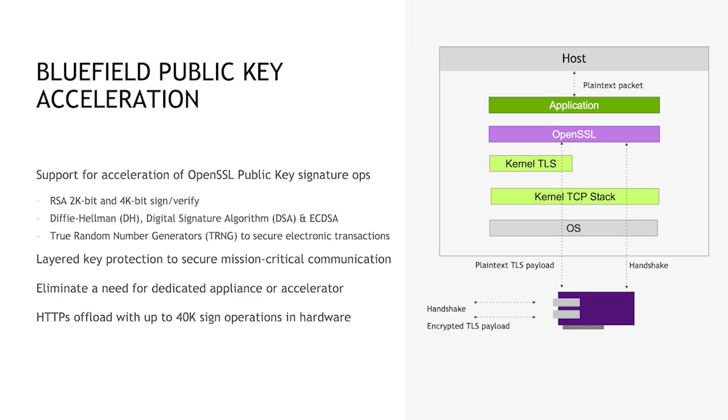As we touched on with TLS, Bluefield contains a public key operation acceleration engine to offload OpenSSL public key signature operations. This includes RSA 2048 and 4096-bit signature and verify operations, Diffie-Hellman, DSA, and ECDSA signature algorithms. It also includes a true random number generator to help ensure random numbers are truly random and not generated algorithmically.